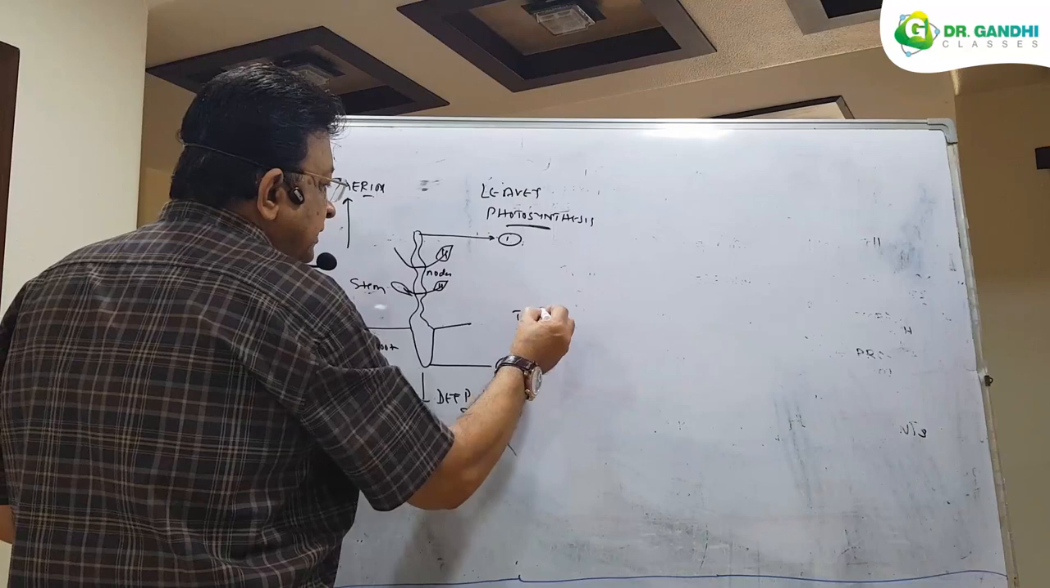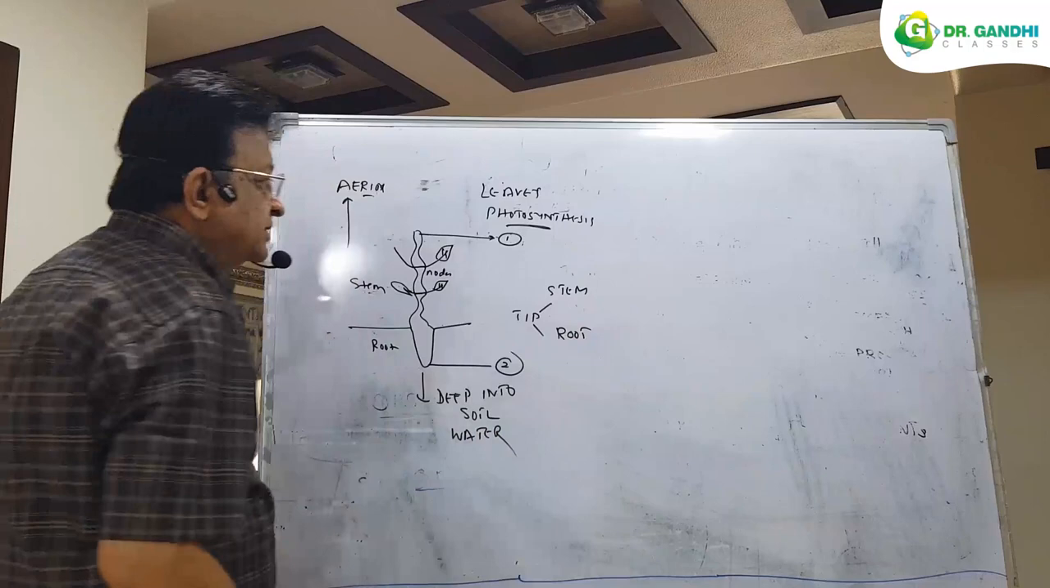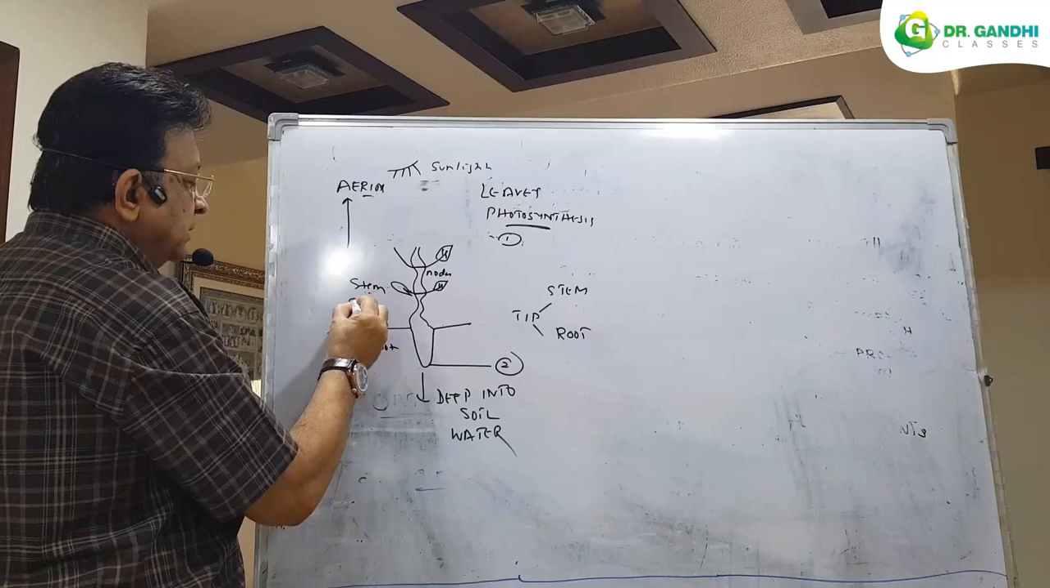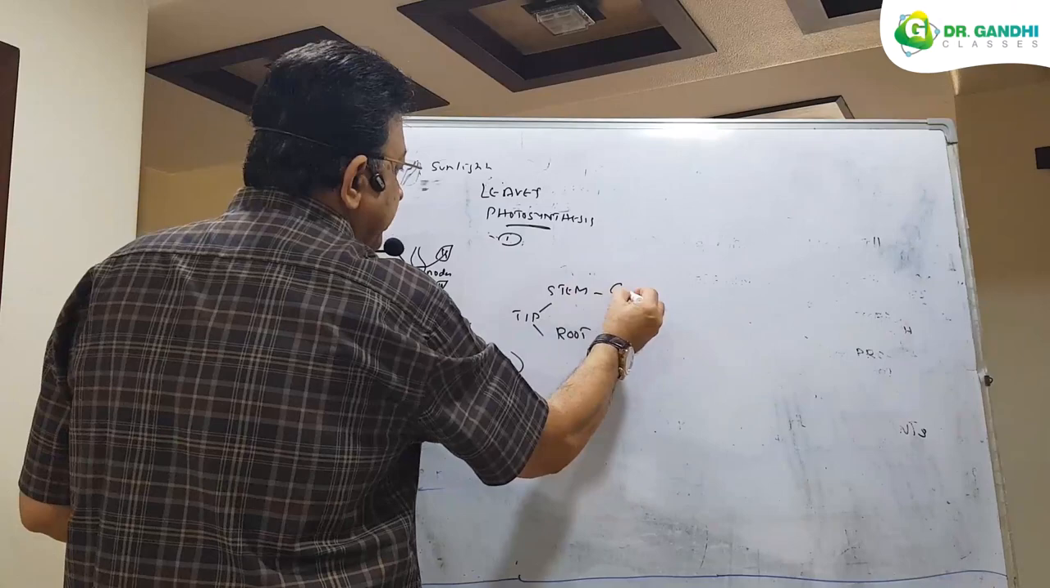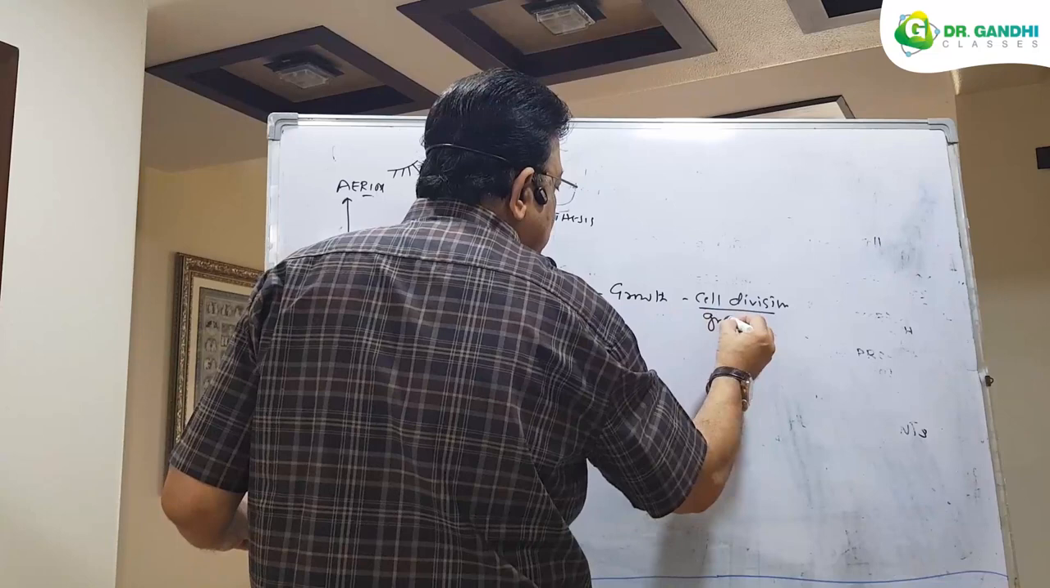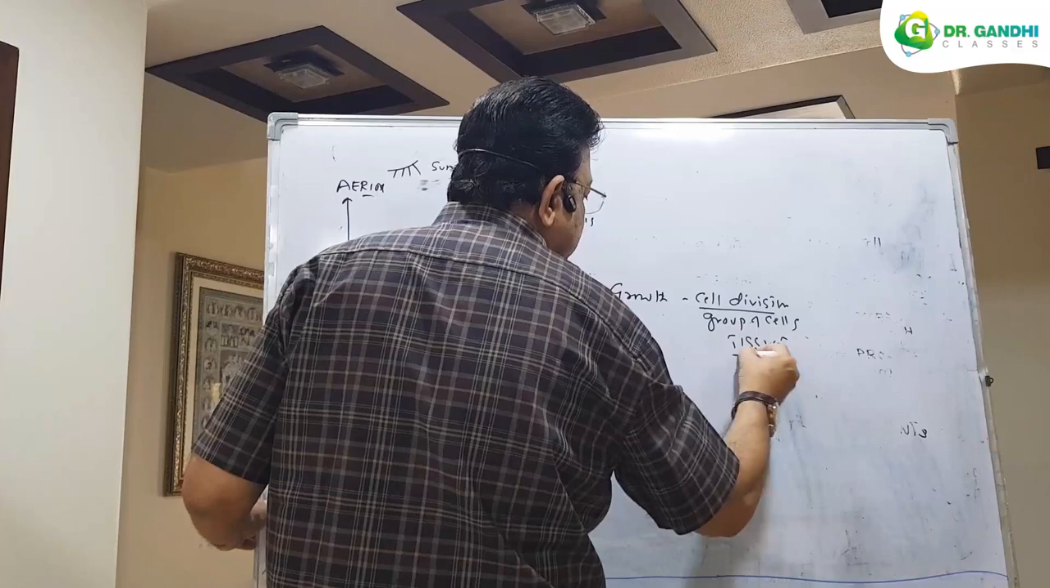You can see these are the tip of the stem. This is the tip of the root. So obviously from here, if you want to take the stem aerial towards sunlight, the stem will have to grow. So now the stem is showing growth, and the growth occurs by cell division. And when the cells divide, they form a group of cells. And when they form a group of cells, they are going to form a tissue.